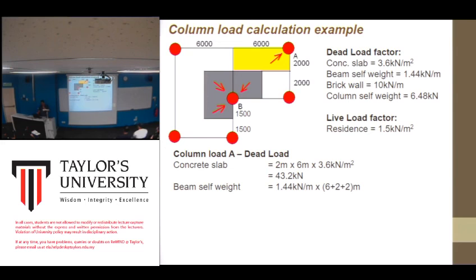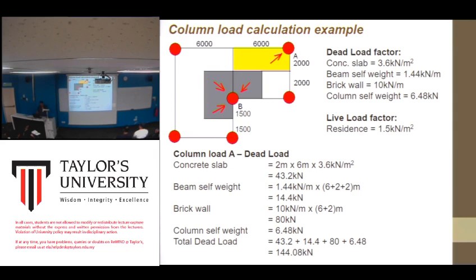So 1.44 is the factor. You just add up all the length, 6 meter plus 2 meter plus 2 meter, so 10 meter. Multiply with the beam self weight, so you get 14.4. And then the brick wall is more or less the same as beam. You just identify which part within the tributary area has brick wall. For example, maybe just this part, 6 meter plus 2 meter, assuming that there's no brick wall here, 6 plus 2 times 10, so you get 80 kilonewton.